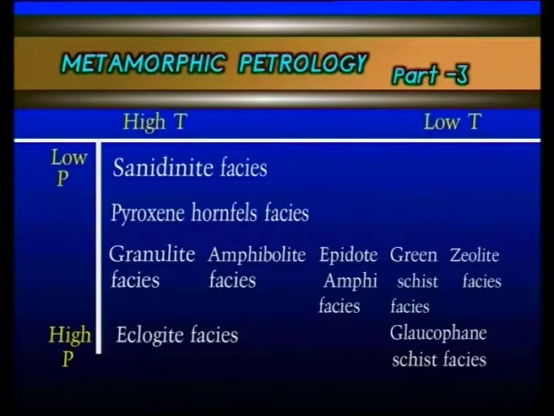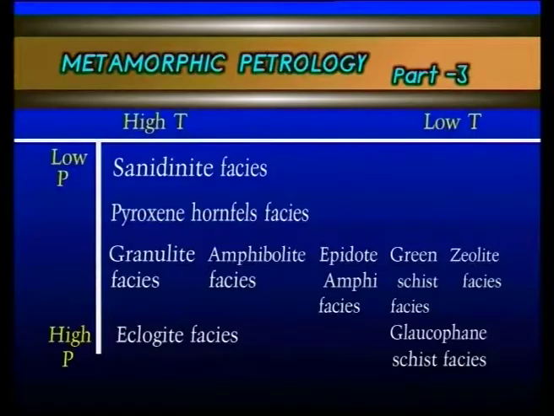If you see the diagram on the screen, we can observe the line which indicates low pressure with increasing high pressure, and high temperature, low pressure. The first facies, that is the pyroxene hornfels facies, is one in which you can see the temperature is higher and pressure is also higher.